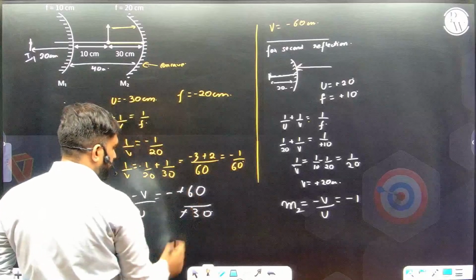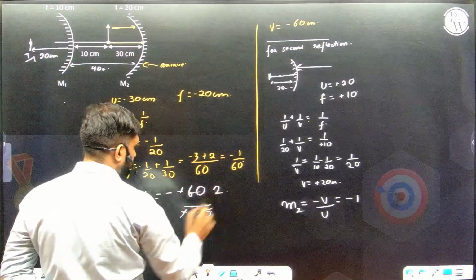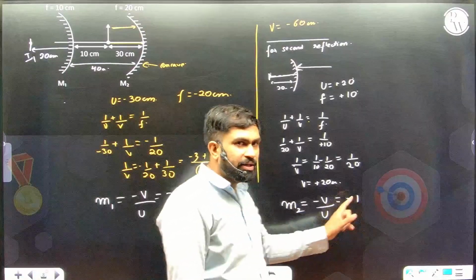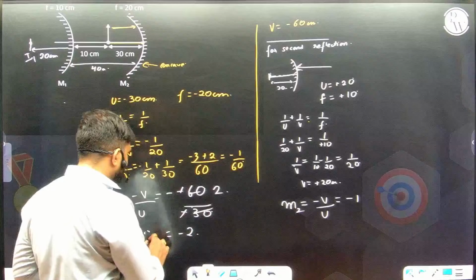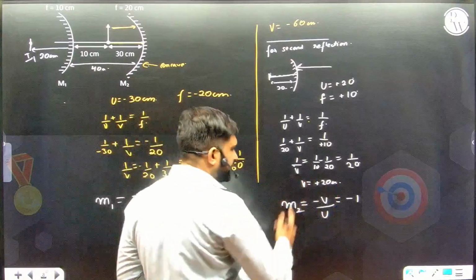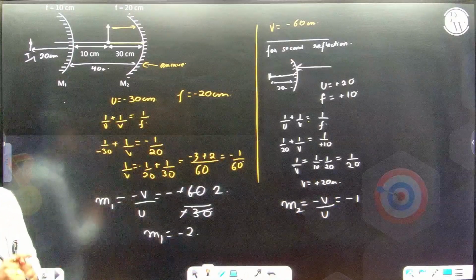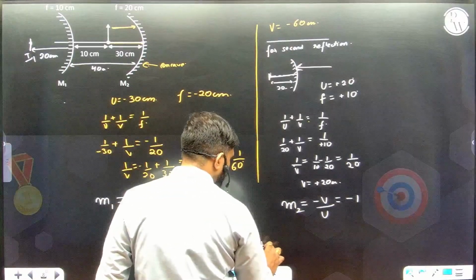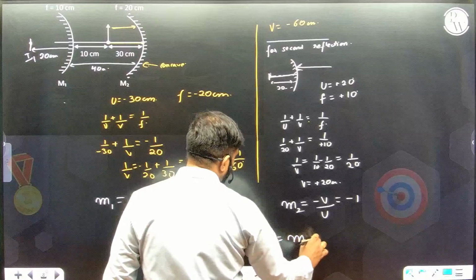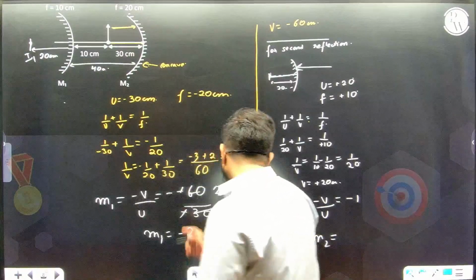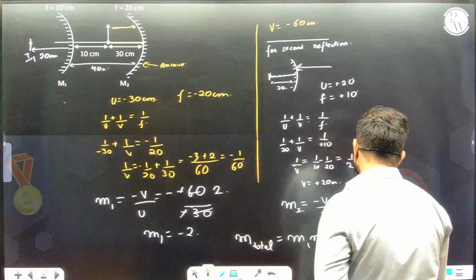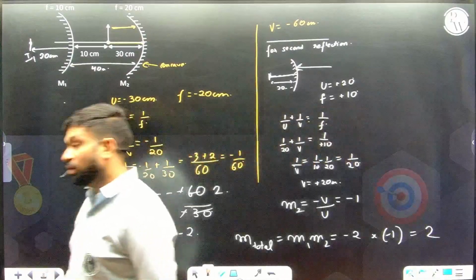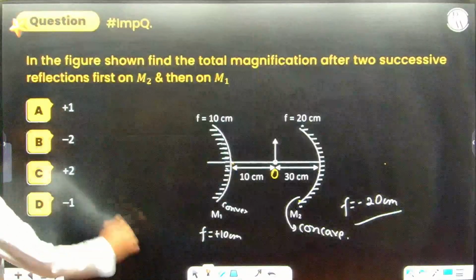Cancel it, so it becomes what? 2 minus 2. Here the magnification is minus 2, sorry, in the first one magnification is minus 2 and in the second one magnification is minus 1. You need to cross multiply both to get the total magnification in consecutive reflections. M1 into M2. If I multiply it, minus 2 into minus 1 will be what? Plus 2. This is how you are going to answer the problems.